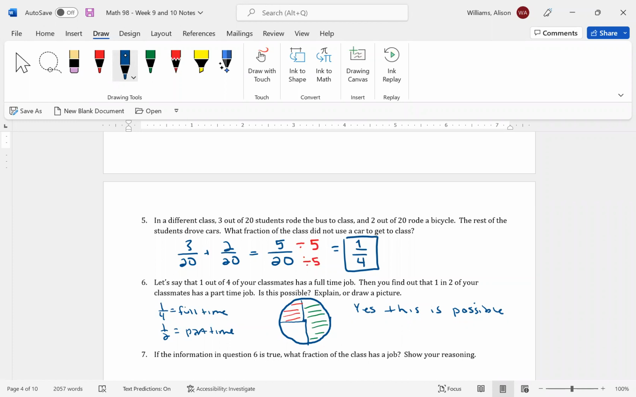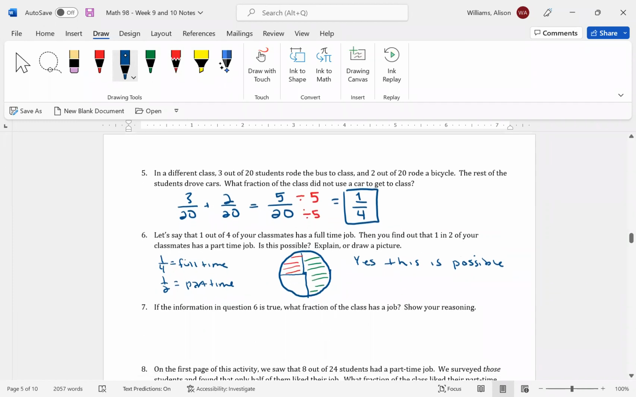If the information in question 6 is true, what fraction of the class has a job in general? And show your reasoning. Okay, well, there's a couple ways to approach it. Basically, they are asking us to add the 1/4 and the 1/2. So we are going to add those two.